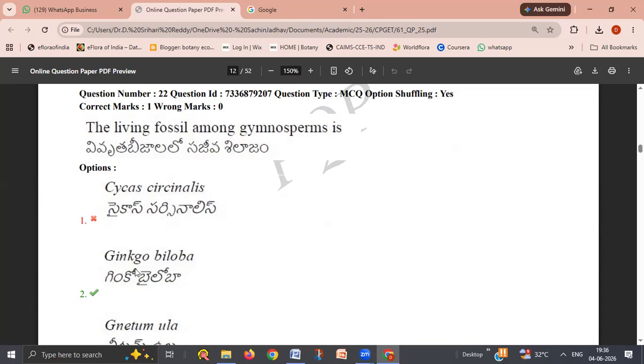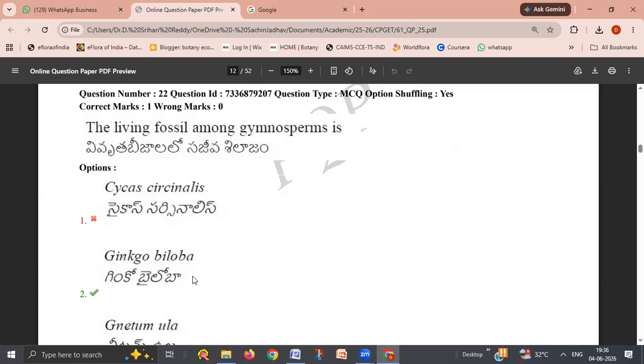Okay, it is formed before the dinosaurs. Before the dinosaurs, 270 million years back, the origin of the ginkgo belongs to 270 million years back. So, before the dinosaurs.